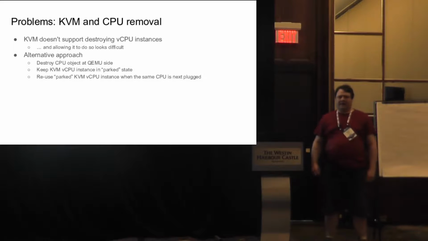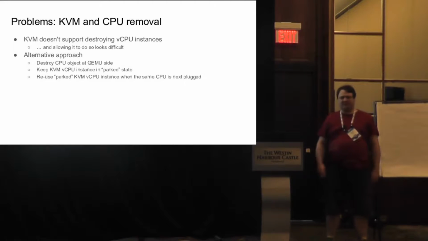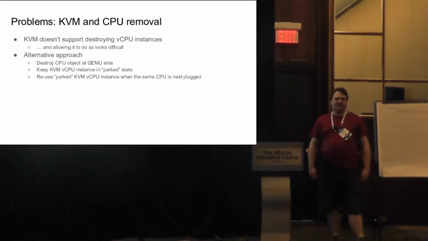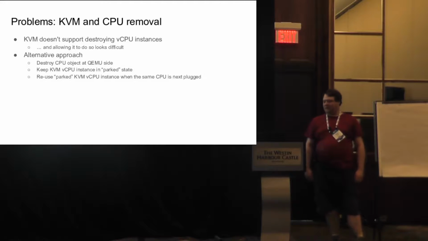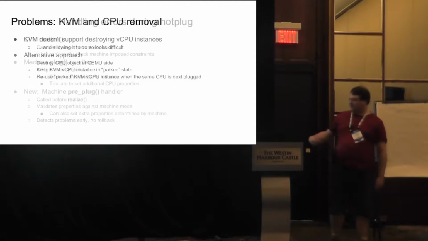So the vCPU in KVM is disabled, it's not running, but it still exists as an object. It takes minimal resources, a few little kernel structures. If that core gets replugged in future, we'll reuse and unpark it and connect it back to the QEMU CPU. So, a fairly straightforward, fairly obvious solution for that little problem.